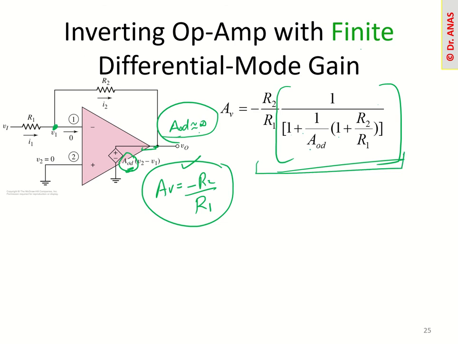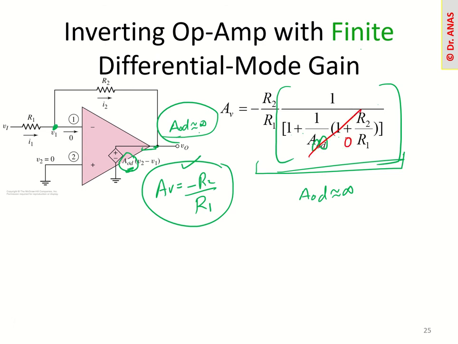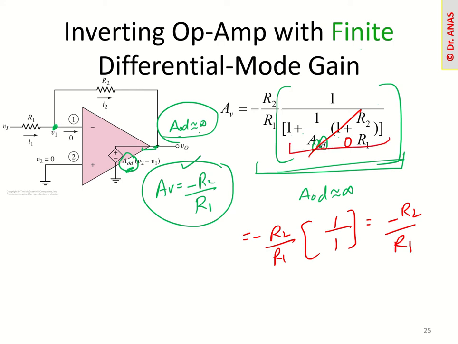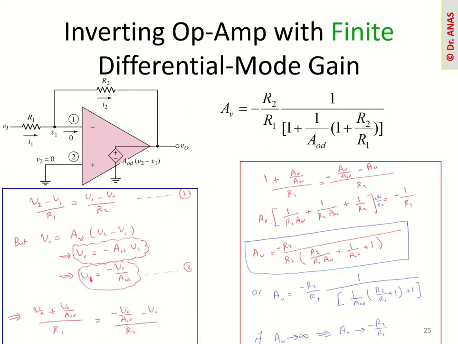So if we have finite differential gain, this parameter will be added. This is actually the generalized formula. Even in this formula, if you consider that the op-amp is ideal with infinite gain, and you put the gain equal to infinity, then 1 over infinity is 0, so this term will be gone. We have minus R2 over R1 into 1 over 1, which is the same. So with finite differential gain, just this parameter is added. How are we getting this? The proof with detailed calculation is given here, so just go through it.